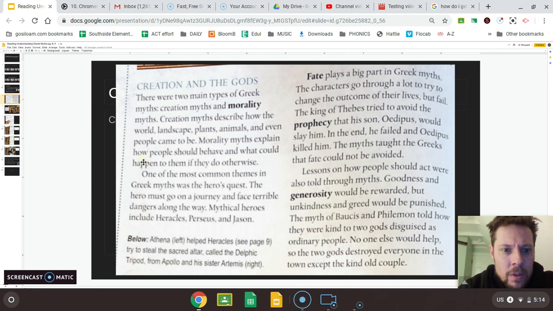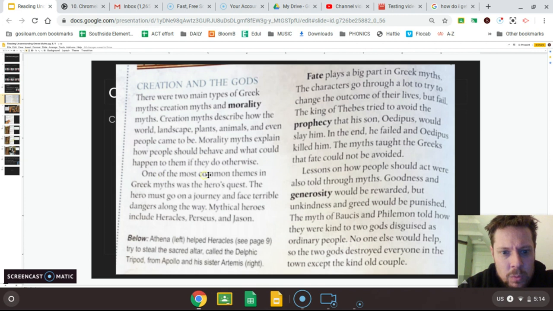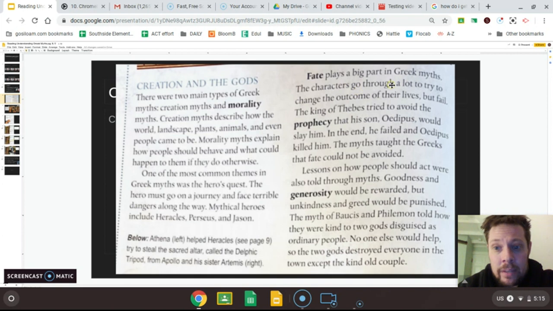So follow along. One of the most common themes in Greek myths was the hero's quest. The hero must go on a journey and face terrible dangers along the way. Mythical heroes include Heracles, Perseus, and Jason. Fate plays a big part in Greek myths. The characters go through a lot to try to change the outcome of their lives, but fail. The king of Thebes tried to avoid the prophecy that his son, Oedipus, would slay him. In the end, he failed, and Oedipus killed him. The myths taught the Greeks that fate could not be avoided.